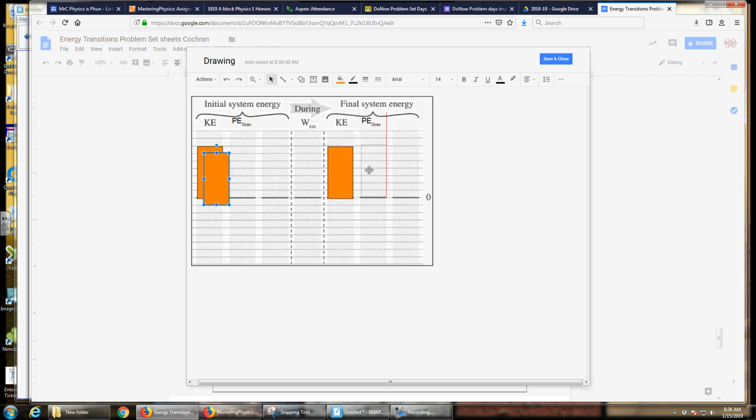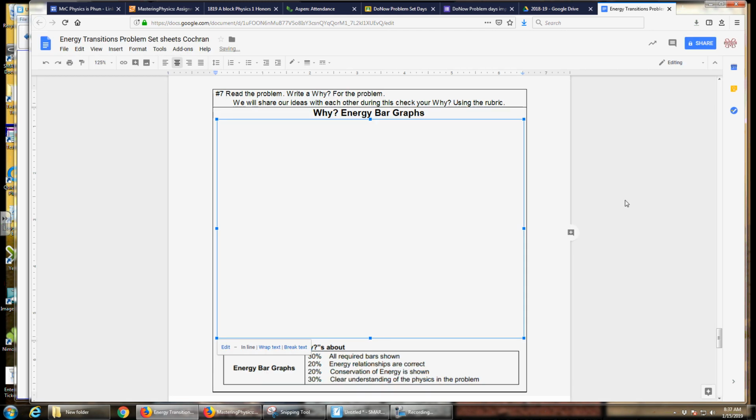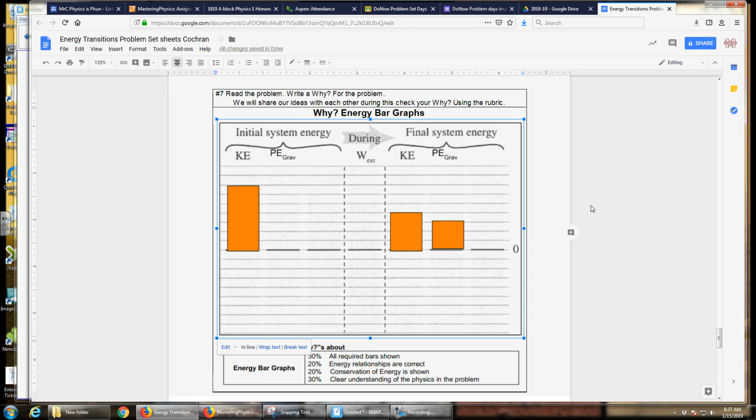But as it swings up from point B to point A, PE grav is going to increase. But at the same time, that means its kinetic energy, because gravity is a conservative force, has to get less. And there's no external work because there's no friction or air resistance or anything like that, so kind of identical to the last one. Good on the Y? Okay.